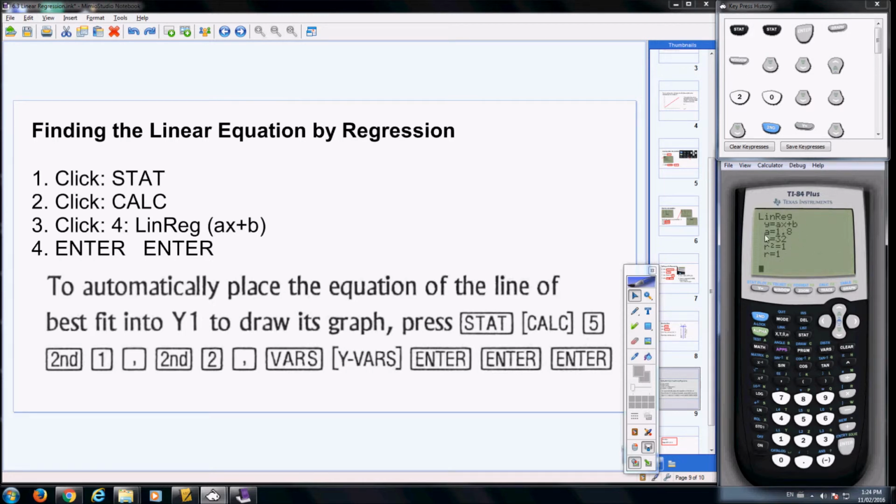It gave me the exact same data that I had before. Ax plus b, a is 1.8, b is 32, r value is equal to 1. But now when I hit the graph button, there comes my line.